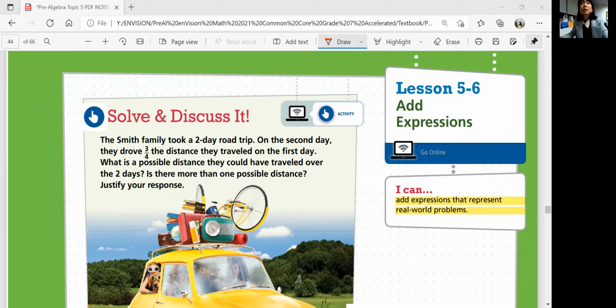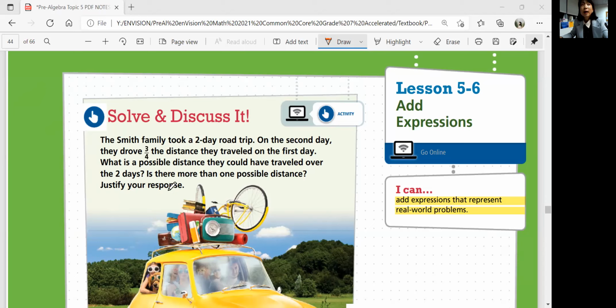The Smith family took a 2-day road trip. On the second day, they drove 3/4 the distance they traveled on the first day. What is a possible distance they could have traveled over the 2 days? Is there more than one possible distance? Justify your response. So, what do we know and what do we not know?